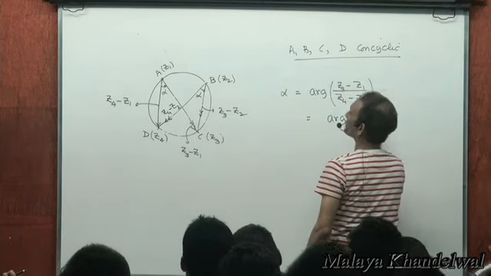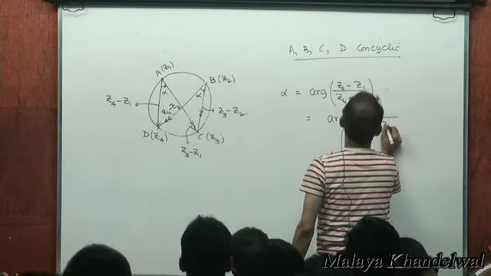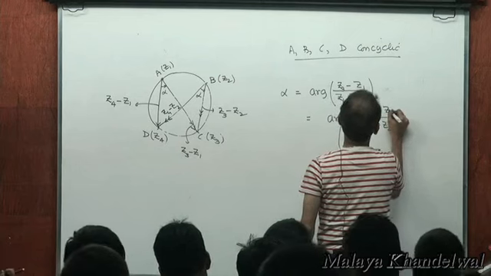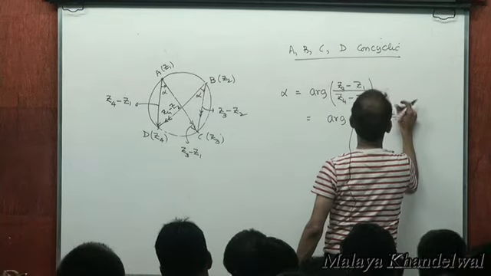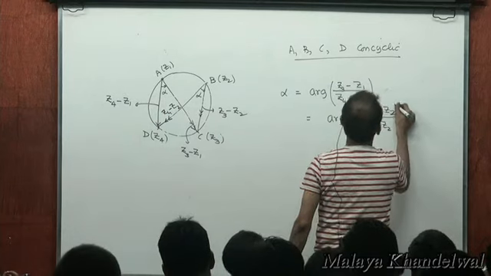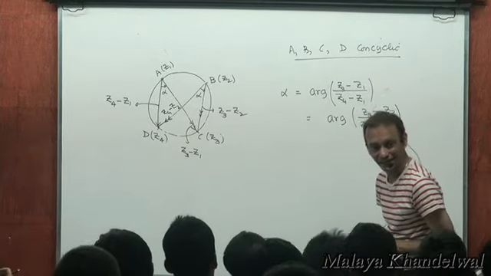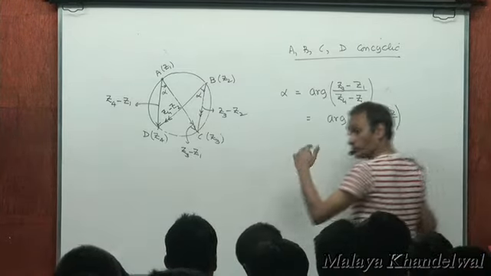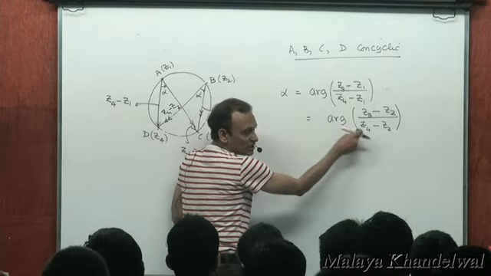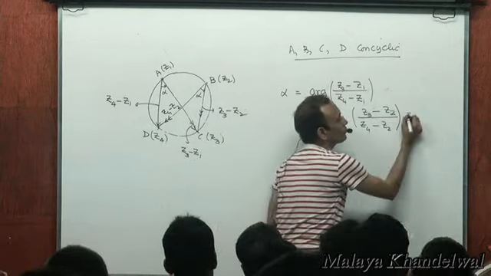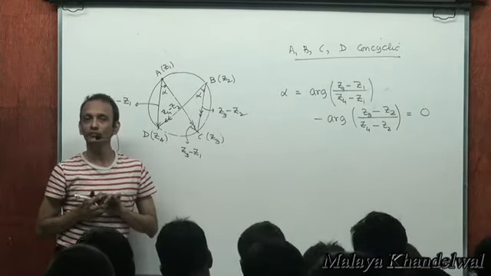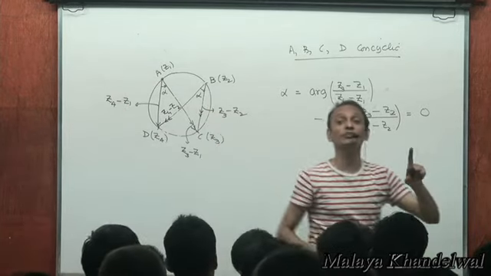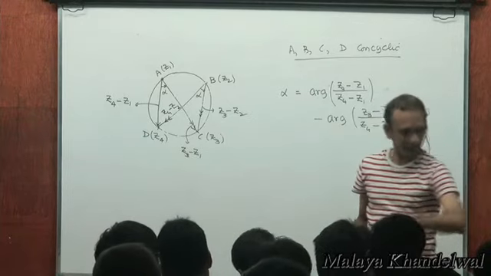The denominator vector is the one which is rotated, Z4 minus Z2, so that it coincides with the numerator vector, which is Z3 minus Z2. If this happens, then the points would be deemed concyclic. Right? But if argument A is argument B, then argument A minus B must be 0. That means if this equals this, this minus this must be 0. Right? But argument A minus argument B is argument of A by B.